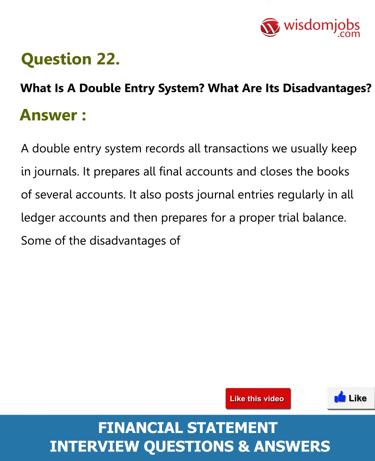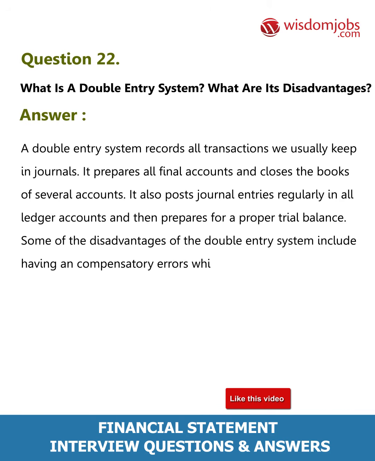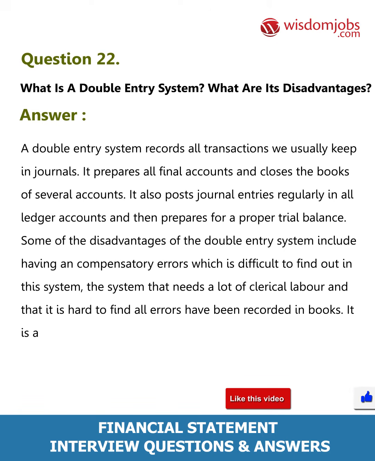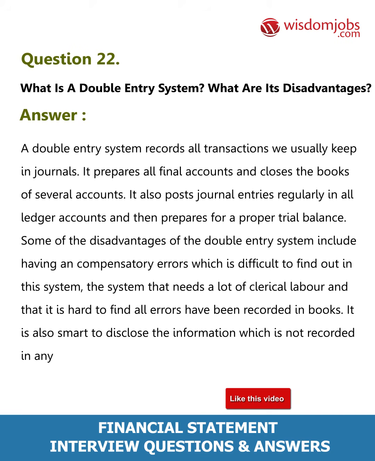Some of the disadvantages of the double entry system include compensatory errors, which are difficult to find out in this system. The system needs a lot of clerical labor and it is hard to find whether all errors have been recorded in books. It is also possible to disclose information which is not recorded in any journal.